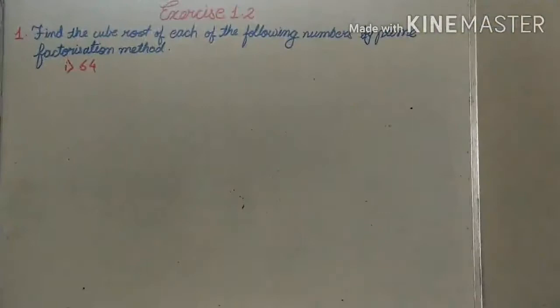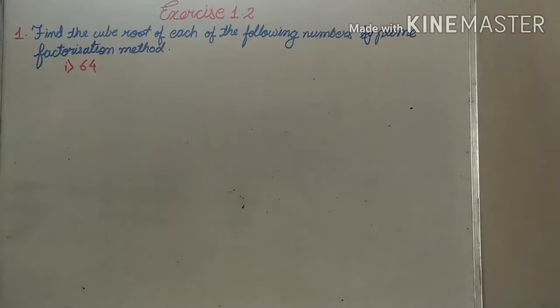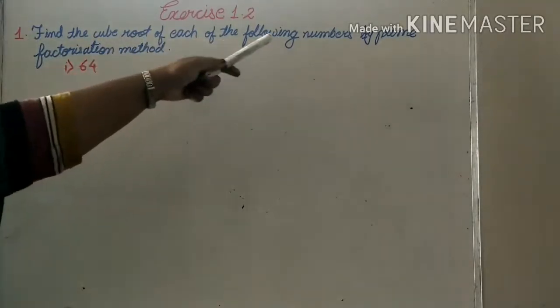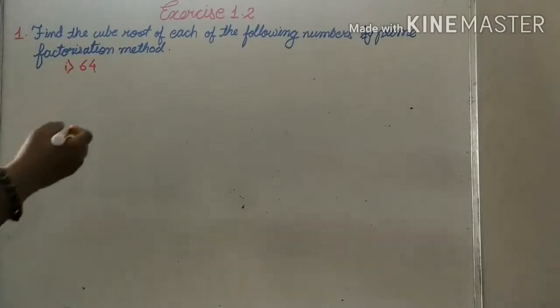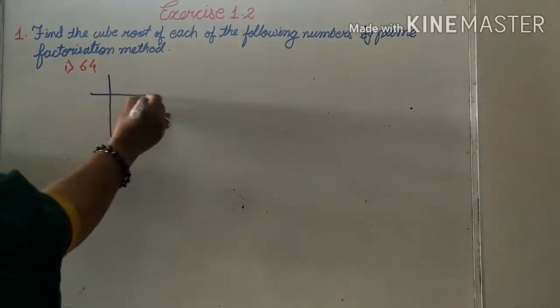Hello children, today we are learning exercise 1.2 of the lesson Cubes and Cube Roots. First question: find the cube root of each of the following numbers by prime factorization. In this, the first one is 64. First we'll find the factors of 64 using prime factorization.